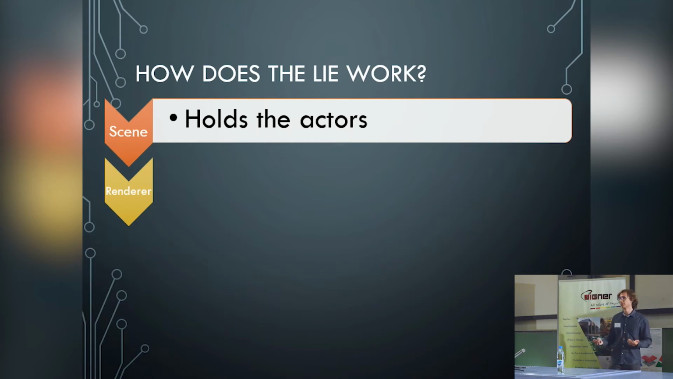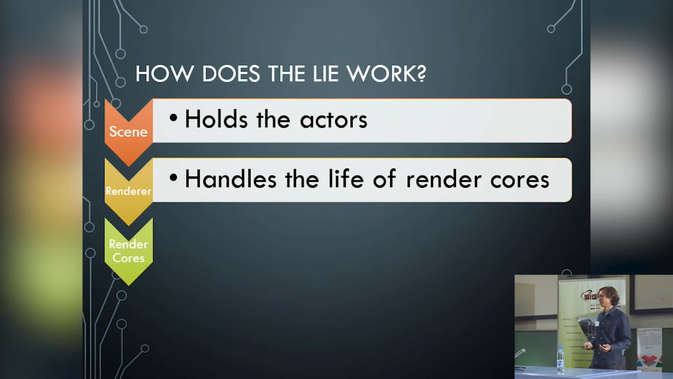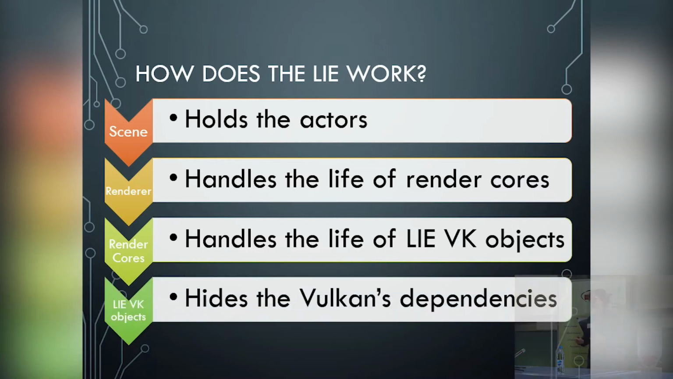This renderer is a guard object. In the constructor, it sets up Vulkan with a default initialization. By default initialization, I mean it creates a window, and you can draw the whole scene into that window. And it is responsible for the life of the render cores. What are the render cores? The render cores are responsible for my library's Vulkan objects, and those are the ones actually creating Vulkan's objects, and they hold them, and they are hiding Vulkan's dependencies.